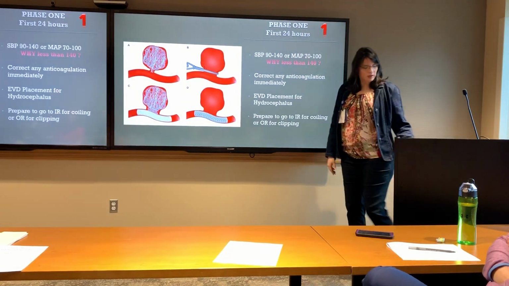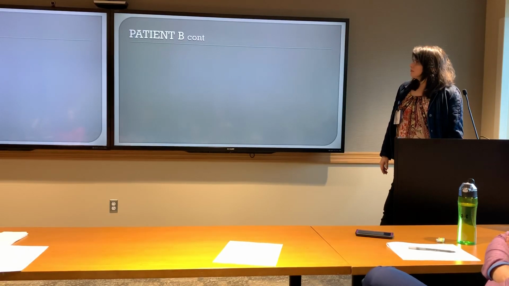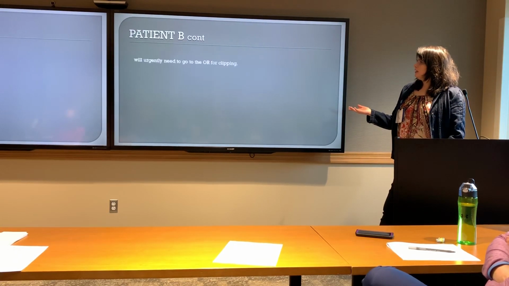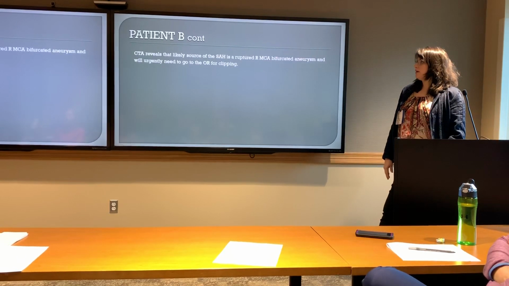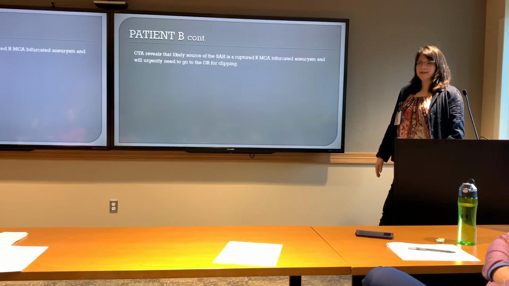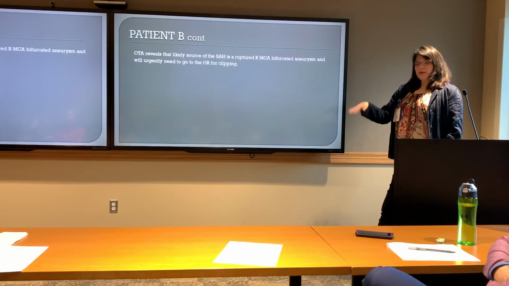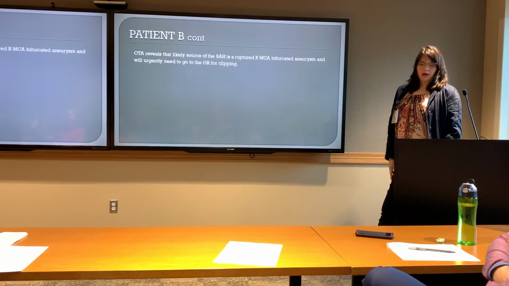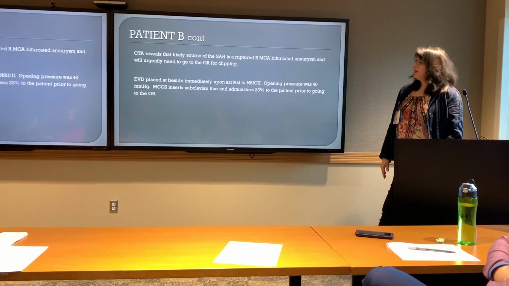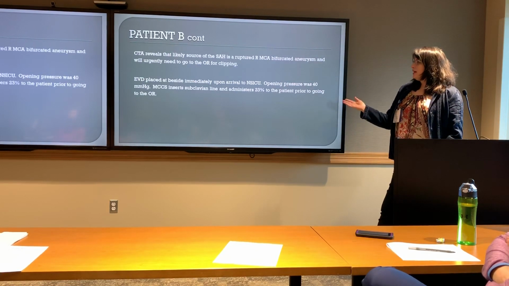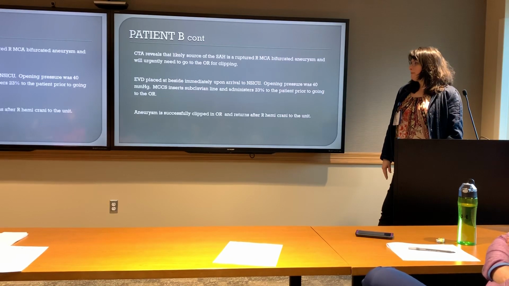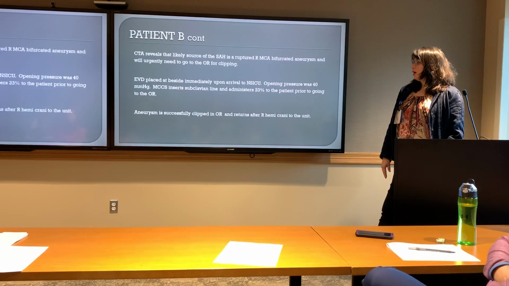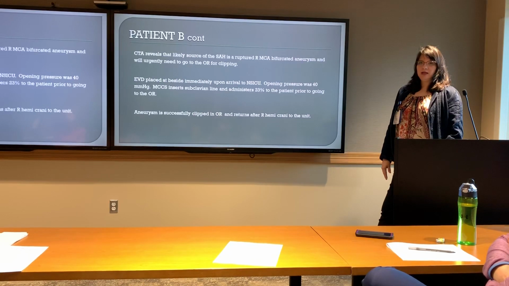So, okay, we were talking about patient B. The CTA revealed that the likely source of the subarachnoid was a ruptured right MCA. He'll need to go to the OR for clipping. He's not a candidate for IR. Or she. I can't remember if I made it he or she. So we put an EVD right in. We got a subclavian put in. We give 23%. The aneurysm is then clipped in the OR. The patient returns after right hemicraniectomy.